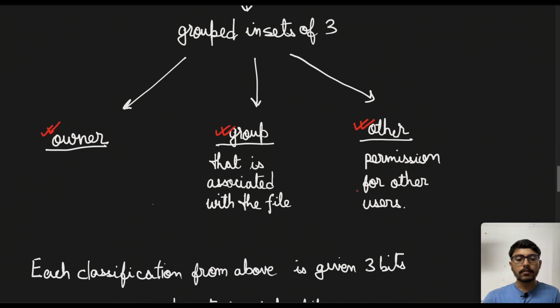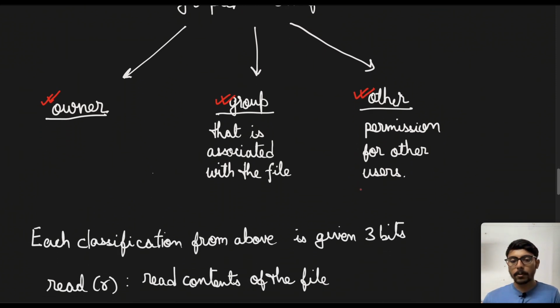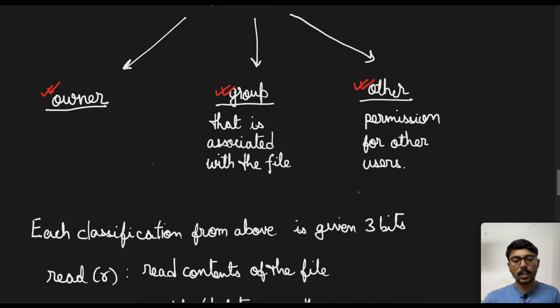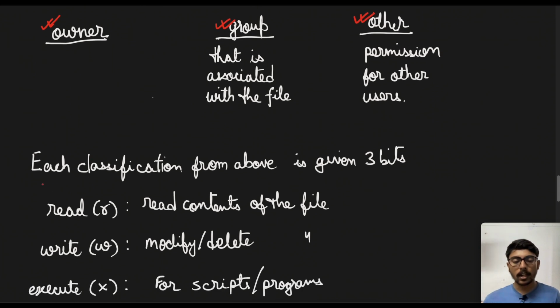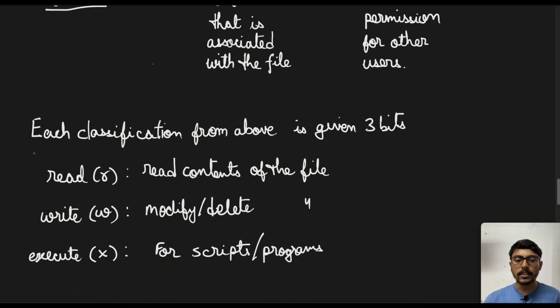Okay, next we move to the classification from above into the 3 given bits. Each part, owner, group and other, will have 3 bits of its own. That's how we make 9 bits in total. So each group classification now has 3 bits, which are read, write and execute. Let me explain them one by one.